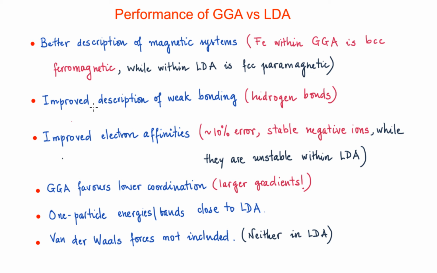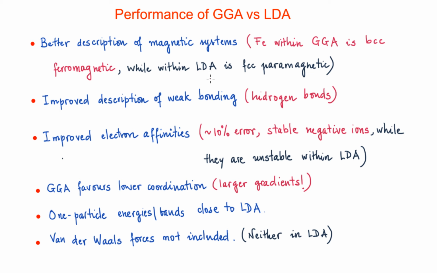Besides that, within the GGA, you have a better description of the magnetic properties. For example, you know that the stable structure of iron is BCC and it's ferromagnetic. And this is actually the one you are getting within the GGA. However, the structure with the minimum energy within the LDA is not this one. It's the FCC, the paramagnetic FCC.